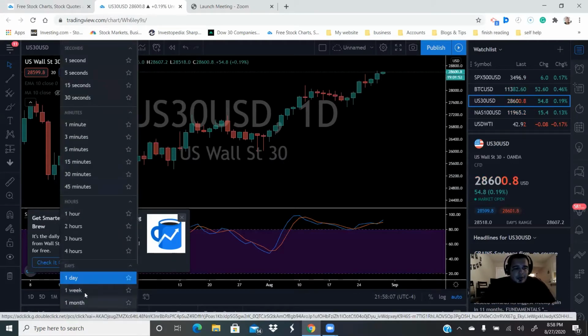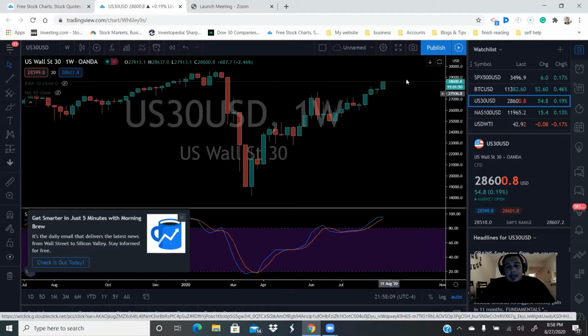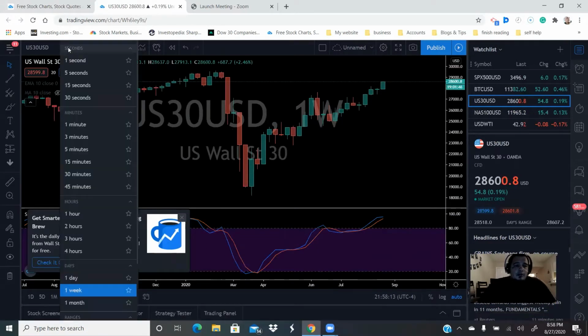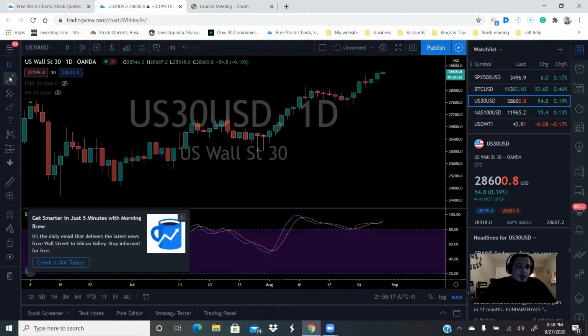We go to the weekly, and we see that we are in an uptrend. So let's go ahead and put a little trend line on the daily. Let me do this for you right quick.